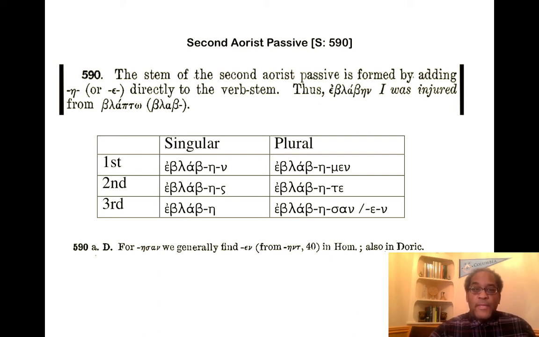So we end up with the full inflection: eblabein, eblabes, eblabe, eblabemen, eblabete, eblabesan, or eblaben. So again, eblabein, eblabes, eblabe, eblabemen, eblabete, eblabesan, or eblaben. And here again, a note in the dialect section: for esan, we generally find en in Homer and also in Doric.